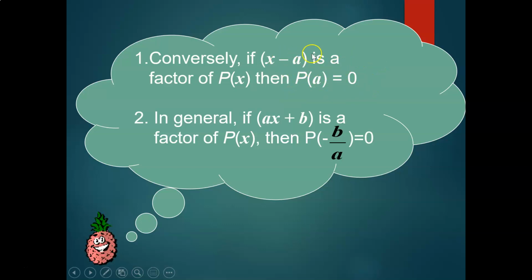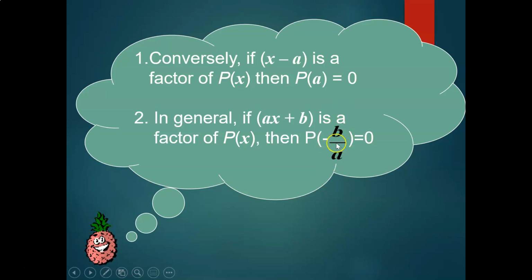Kalau, ni macam mana kita dapat a tu kan? So, you pindahkanlah x minus a equal to 0. So, x equal to a. Tu yang masuk a tu dekat dalam sini. Number 2, in general, if ax plus b is a factor of p(x), then p of negative b over a must be equal to 0.